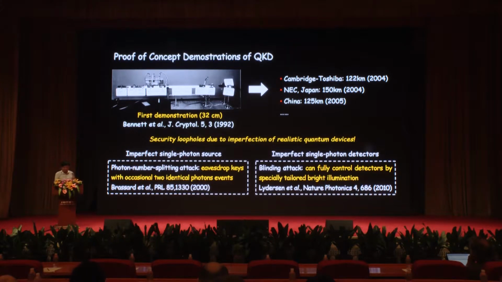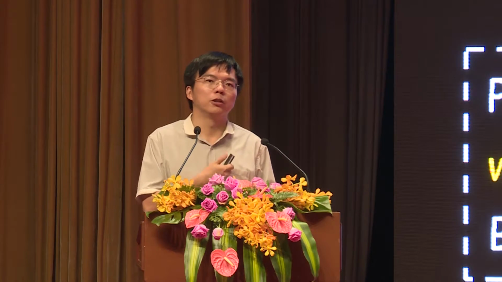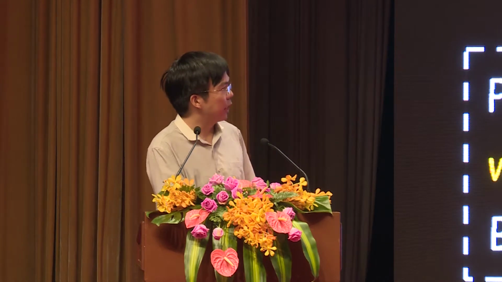One problem is from the source, and one is from the detectors. Before 2005, in all the experiments, the secure distance was only about 5 to 10 kilometers because of the photon number splitting attack due to the imperfect source. We also have imperfect single photon detectors.